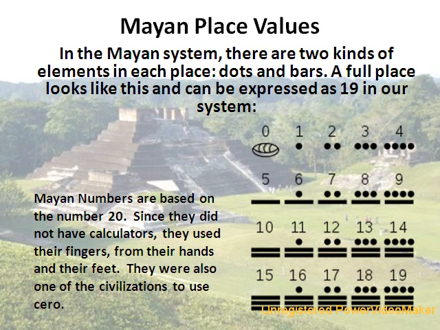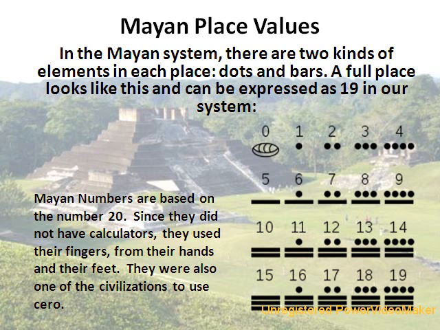Mayan place values. In the Mayan system, there are two kinds of elements in each place, dots and bars. A full place looks like this and can be expressed as 19 in our system. Mayan numbers are based on the number 20. Since they did not have calculators, they used their fingers from their hands and their feet. They were also one of the first civilizations to use the symbol for zero.